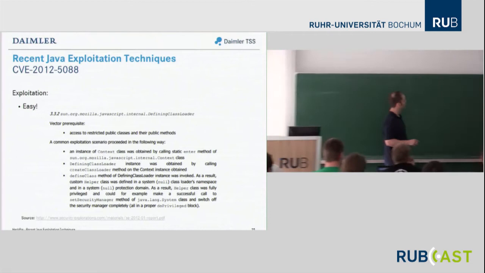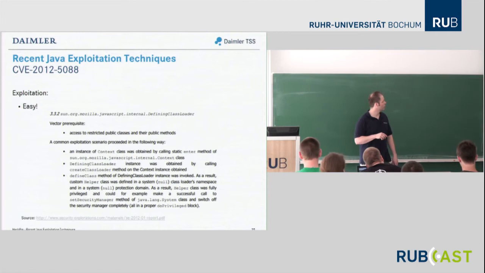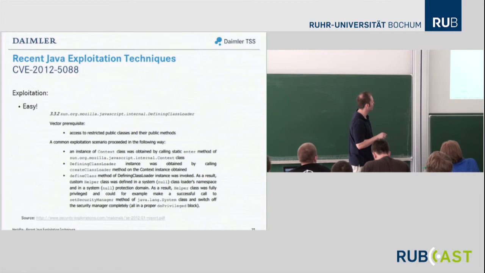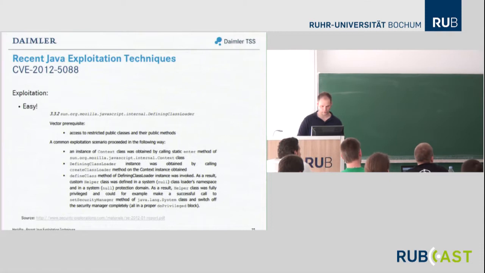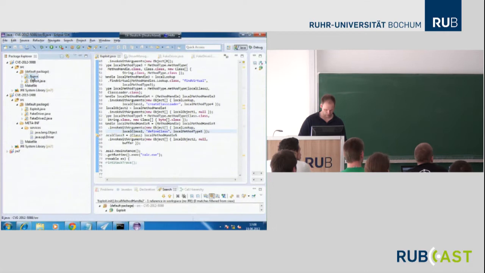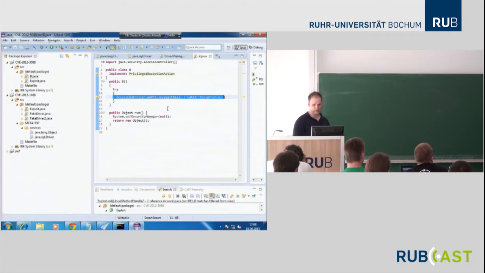If you have the condition that you can call public methods on restricted classes, then you just create this Mozilla class loader, call the define class, define your own class there, and in this class you disable the security manager. And the code for disabling the security manager is here. It's class B, implements privilege exception action. You see the access controller. This will call the run method, and the run method will disable the security manager.